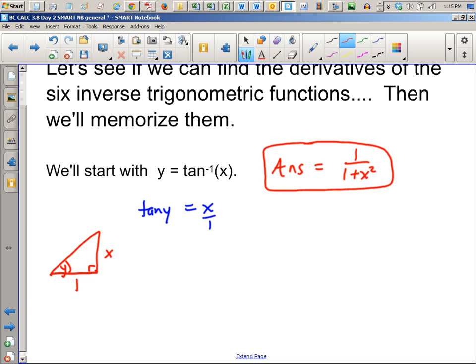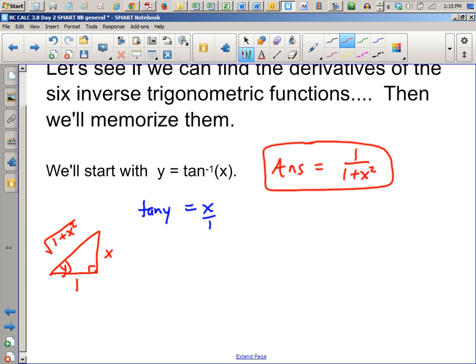What would my hypotenuse be? What does the Pythagorean theorem give us? x squared plus 1 squared, square root, right? So basically you square the legs, add them, and then take the square root.